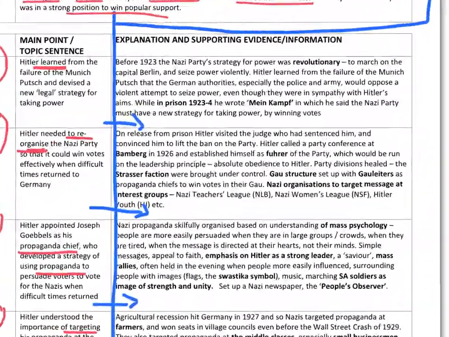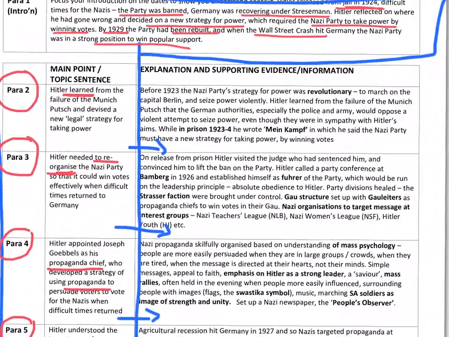Zooming in then on that first one, okay, the lessons that Hitler learned. A key thing is to understand that before 1923 the strategy for power was violence. It was revolutionary, and it failed. The Munich Putsch, Hitler was sent to jail. The lesson that Hitler learned was that the authorities, the police and the army, were in sympathy with him.